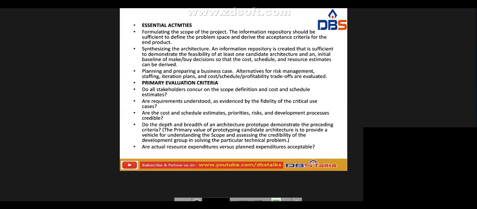Next, the essential activities, that is formulating the scope of the project. The information repository should be sufficient to define the problem space and derive the acceptance criteria for the end product. So what we tell is, whenever we implement a particular system, what requirements are sufficient for the particular problem, and how they will be derived from the acceptance criteria of the end product. So it is the main thing. First we have to formulate the scope of the particular project, and in that, what requirements we have to assign to the system, okay.